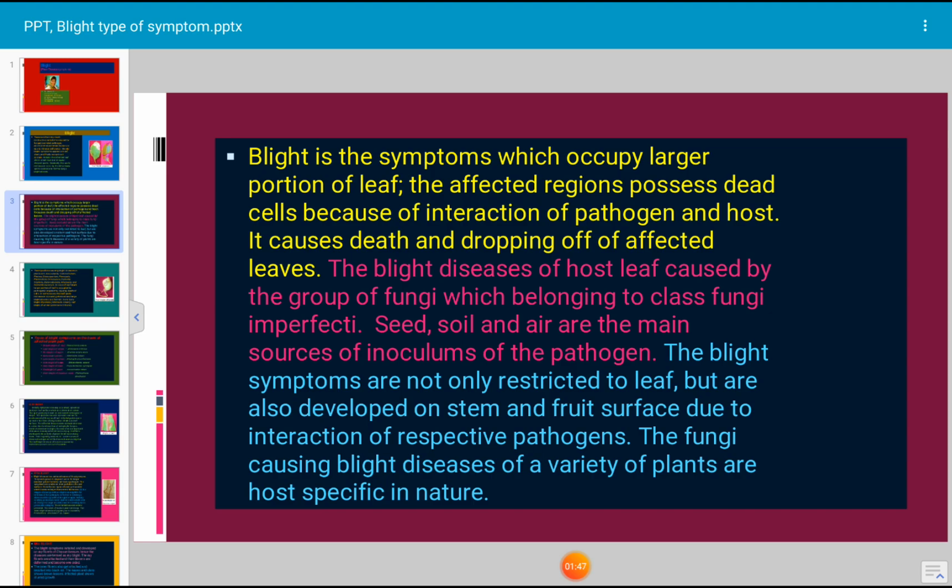The blight diseases of host leaves are caused by the group of fungi which belongs to the class Fungi imperfecti or Deuteromycetes. Seed, soil and air are the main sources of inoculum of the pathogen. The blight symptoms are not only restricted to the leaf but also develop on the stem and the fruit surface due to interaction of the respective pathogens. The fungi causing blight diseases of a variety of plants are host specific in nature.